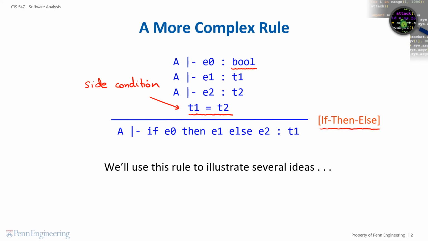It is an additional constraint that must be satisfied in order for the inference rule schema to be instantiated. We'll use this rule several times throughout the remainder of this module to illustrate some key concepts.